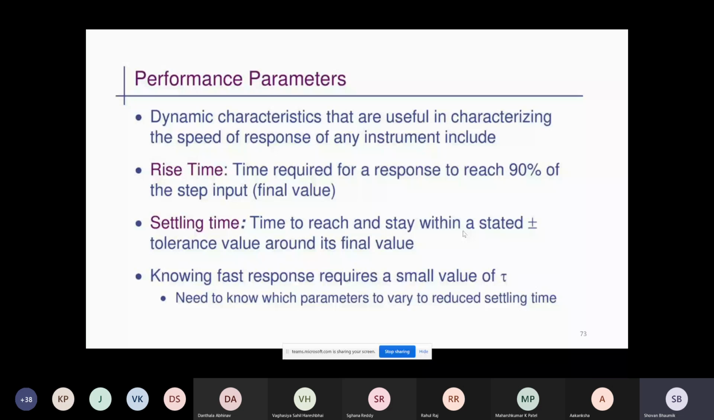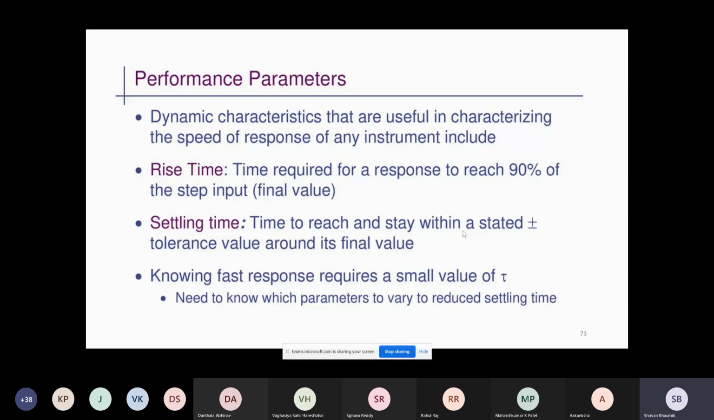If the final value is 1, then 5% is 1.05 and 0.95. So when it reaches in between that band and never leaves that band, that is the settling time. If it reaches and then leaves, it will not be the settling time. It reaches the band with this tolerance value and never goes outside the band. That point where it reaches such a band is called the settling time.